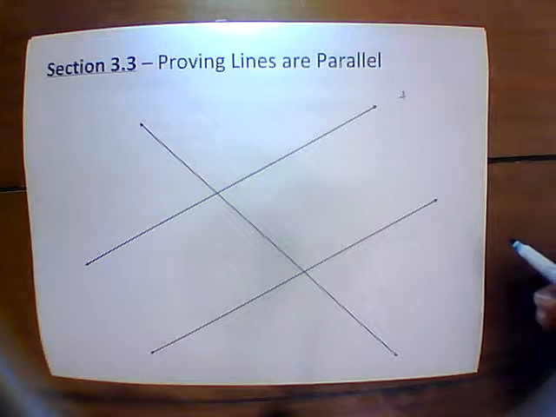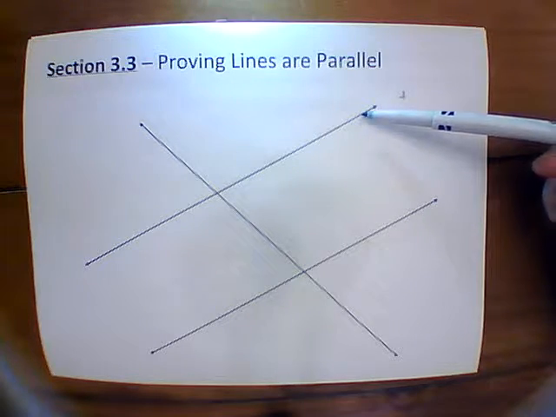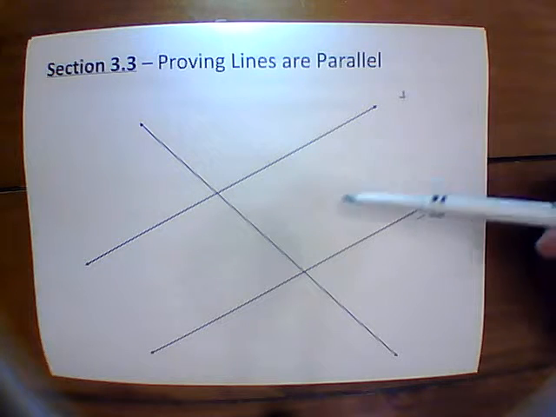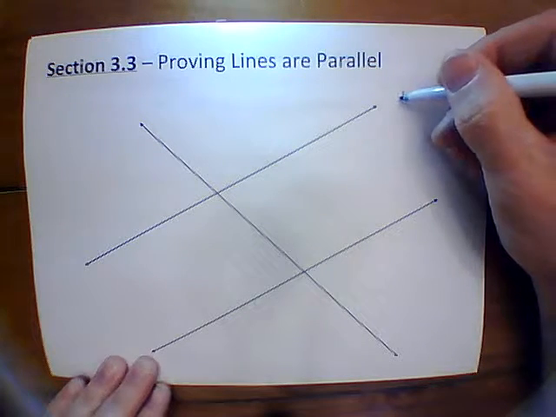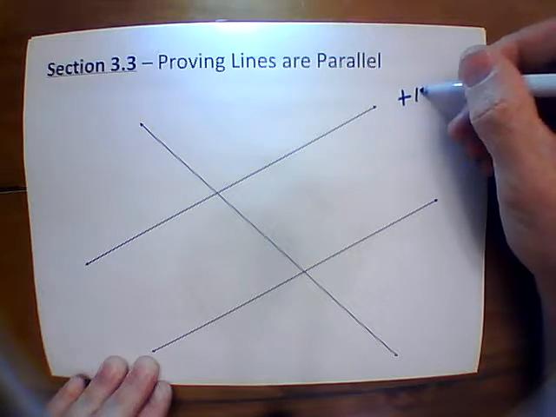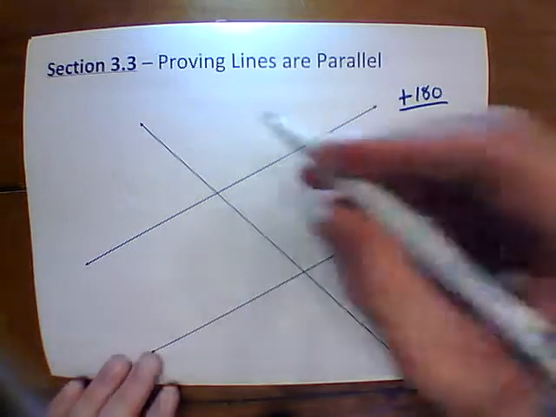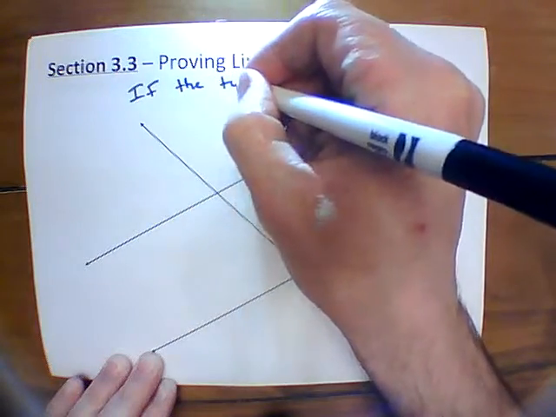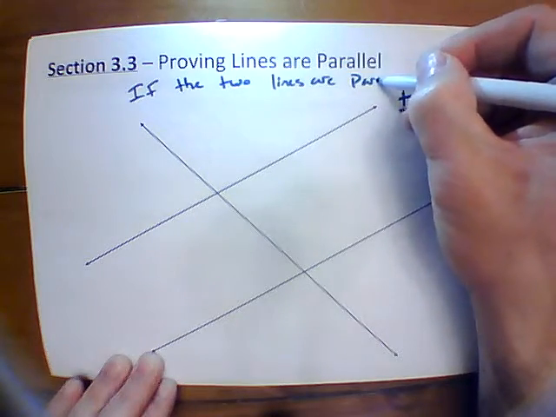Branch. For today's lesson, we're going to work on proving two lines are parallel. So what that means is if I have these two lines that are cut by a transversal, we're going to figure out multiple ways that we can prove these two lines are parallel. Before we get going on proving lines are parallel, we need to remember the postulates and theorems that we've learned previously that start with if the two lines are parallel.